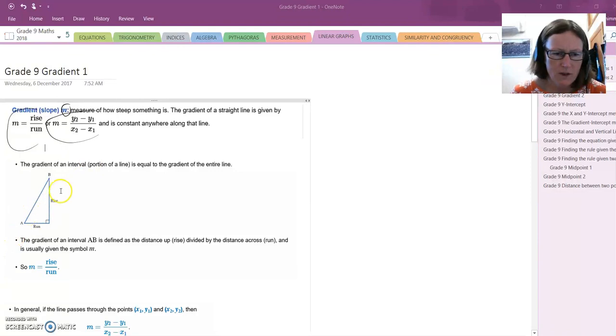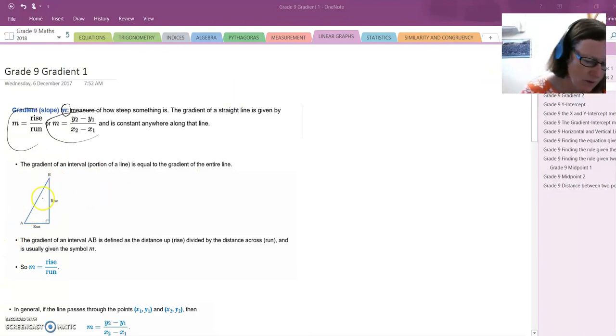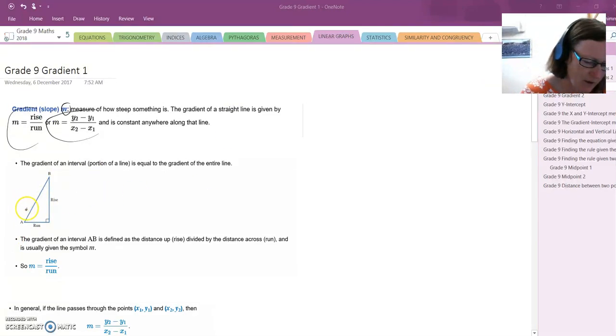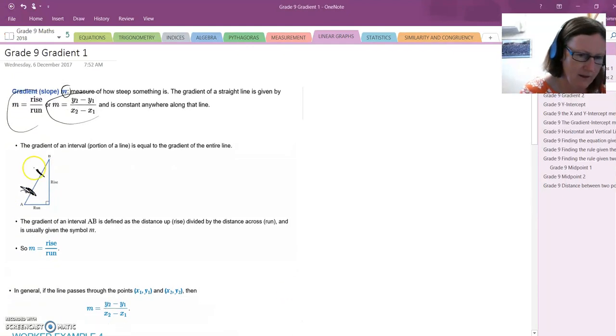Gradient is constant anywhere along the line, so if I found the gradient of the line at this point, it would be the same as the gradient of this line at this point. It's constant along the entire line.